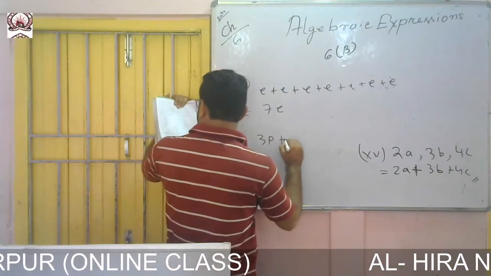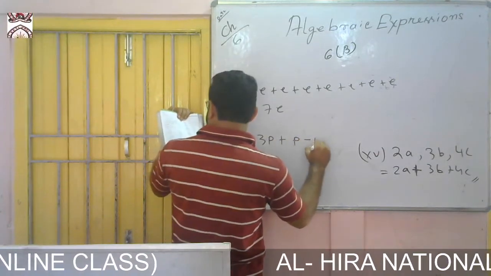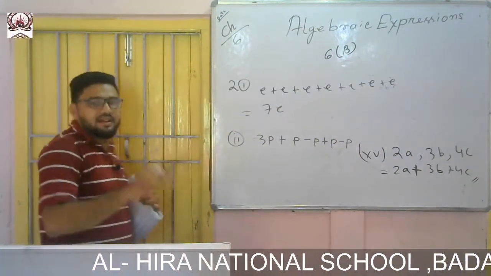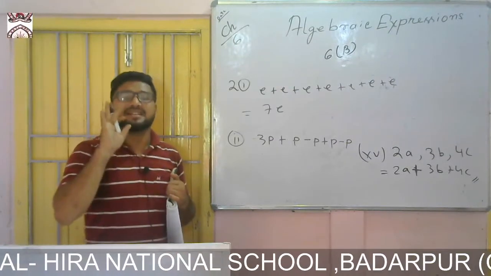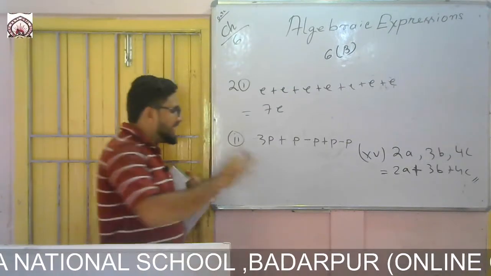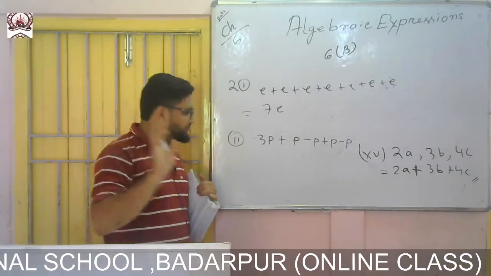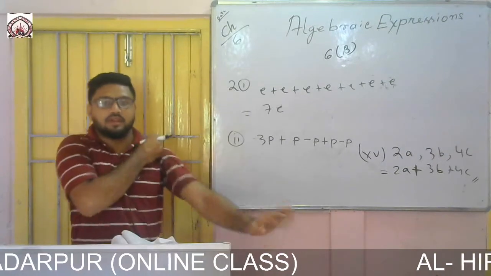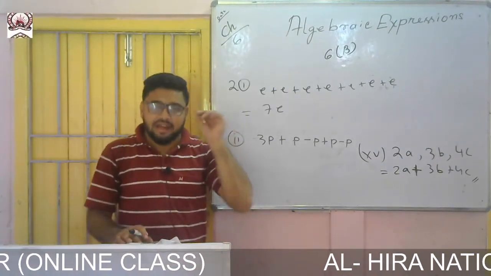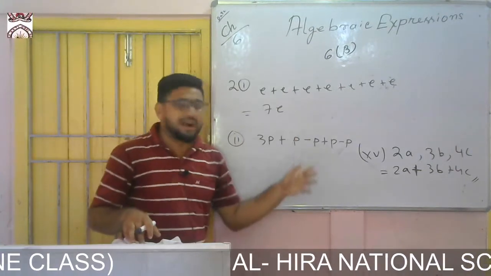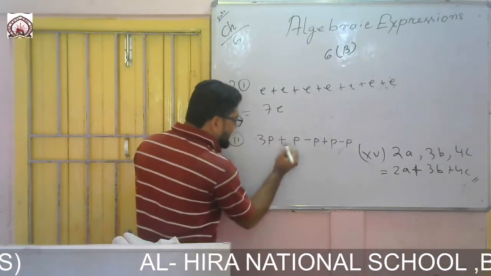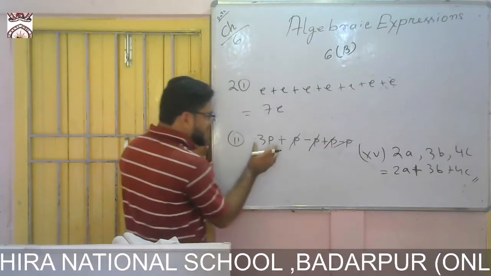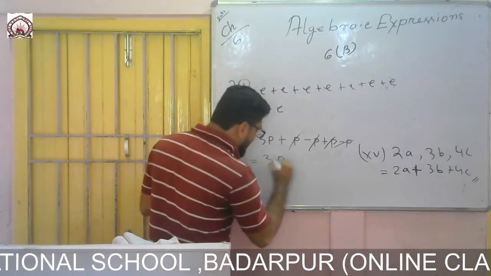Number 2, what is there? 3p plus p minus p plus p minus p. So here you see, as I said earlier, whenever you find both the terms are the same like terms, and one is plus and one is minus, that means both the terms are the same, the coefficient and literal part both are the same, then you can cancel it. Here plus p, here minus p, so you can cancel it. Here also again plus p, minus p, cancel it. So only 3p remains. So the answer is 3p.